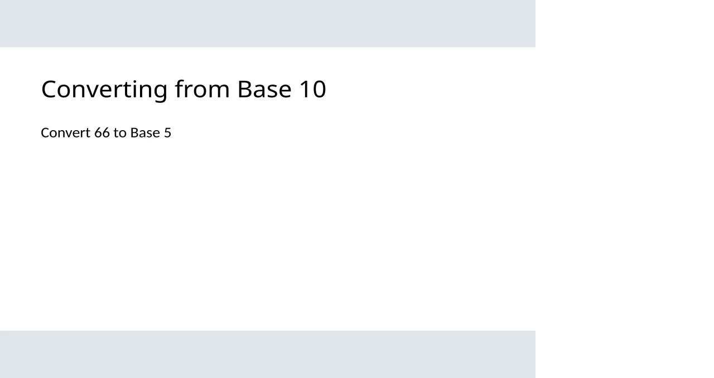We're going to convert 66 to base 5. Just like we did before, we want to know what those place value positions are going to be. In base 5, that's going to be 5 to the 0, which will be the ones place. Then we'll have 5 to the first power, which will be the fives place. Then we'll have 5 to the second power, which is the 25s place. And then we'll go 5 to the third power, which I don't know what that is. Let's see. 5 times 5 times 5 is 125.